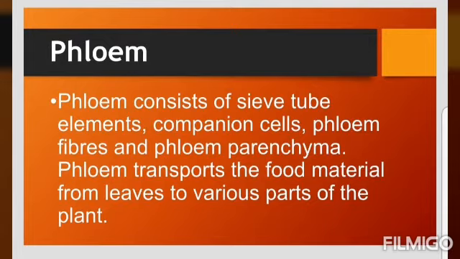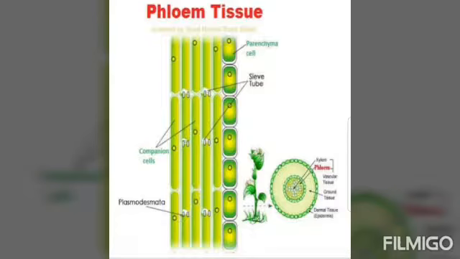Sieve tube elements are also long tube-like structures. They are arranged longitudinally and are associated with companion cells. A mature sieve element possesses a peripheral cytoplasm and a large vacuole but lacks a nucleus. The function of sieve tubes is controlled by the nucleus of companion cells.